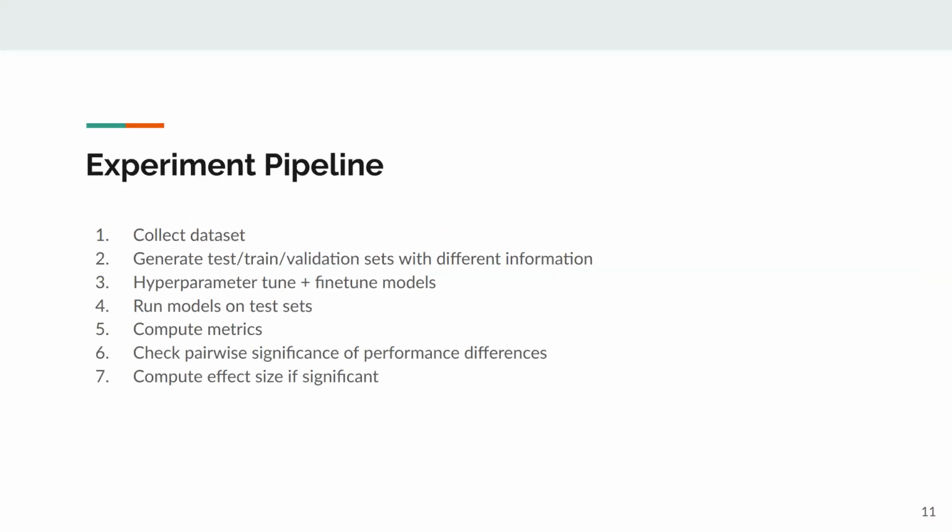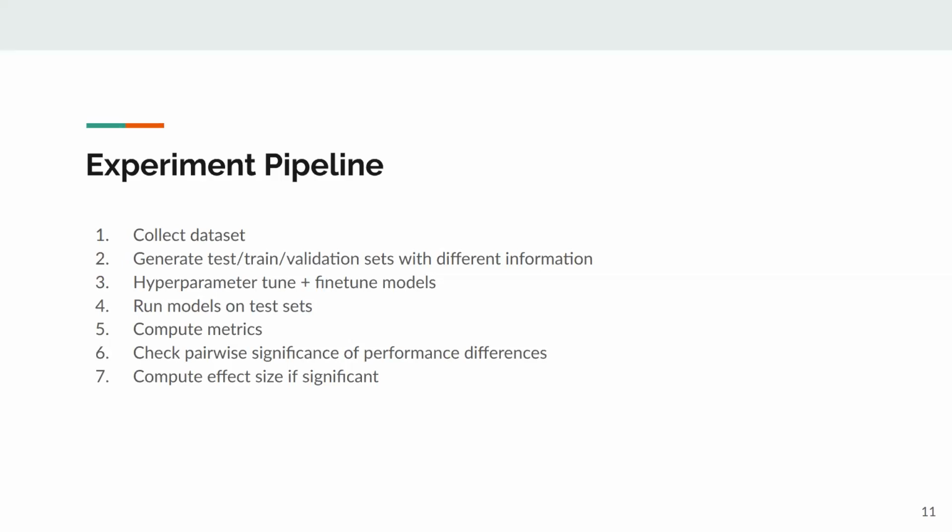So to do this, we have an experiment pipeline. We start off by collecting a data set. As said earlier, we use TypeScript, which I'll explain a bit later, our choice. Next, we use this data set to create test, train, and validation sets with different information. What we mean by different information is that we create variants of this data set where there are certain types of comments. So we can test in isolation whether single line comments have some benefits over multi-line comments, for instance.